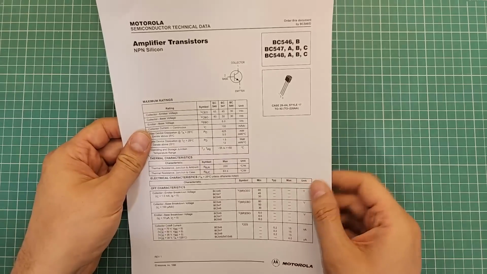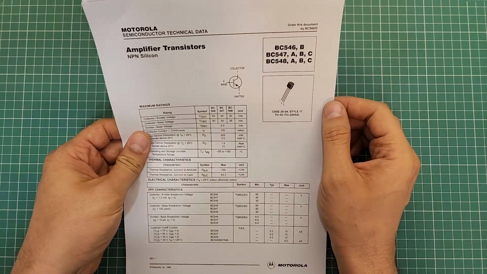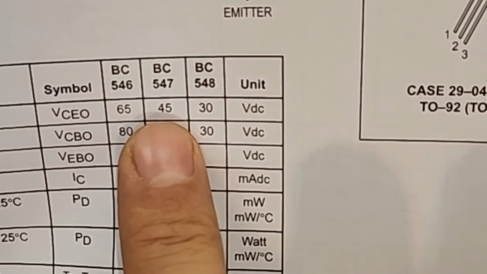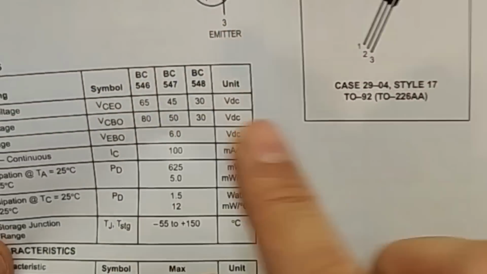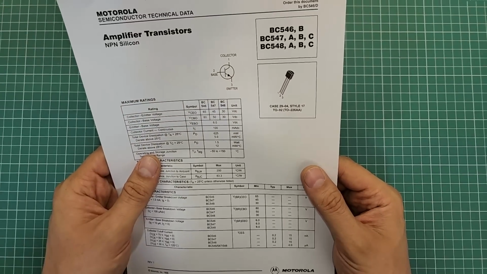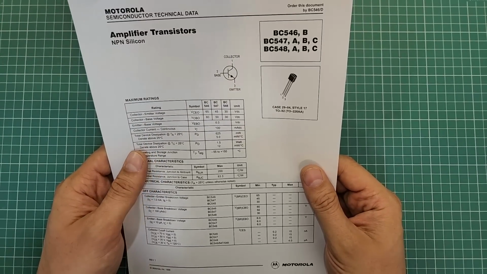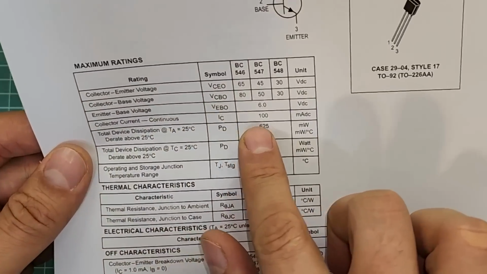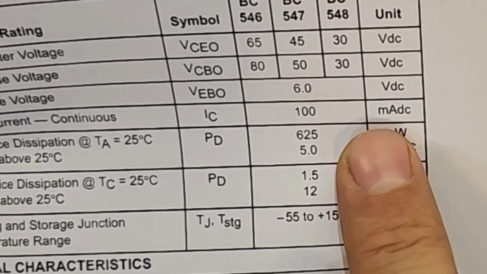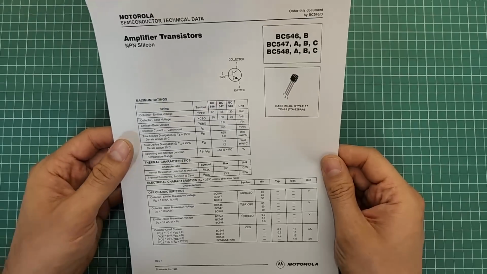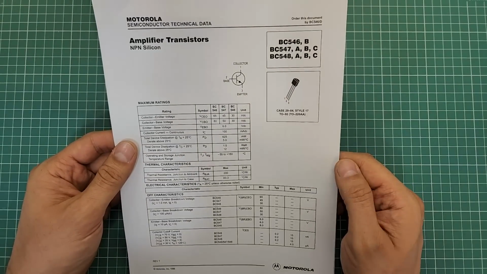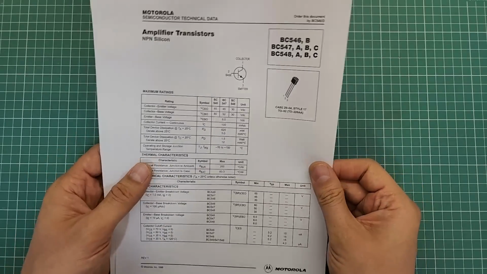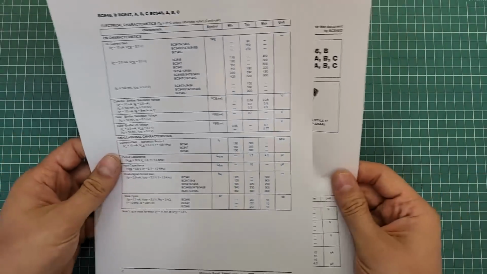This is the datasheet of the BC547 transistor. This is the VCEO, which is equal to 45 volts. It's enough because the maximum voltage in the circuit is 12 volts. The IC max, or collector current continuous, is 100 milliamperes, which is okay because the maximum current the relay draws is about 30 milliamperes. Now we have to find the values of the parameters.